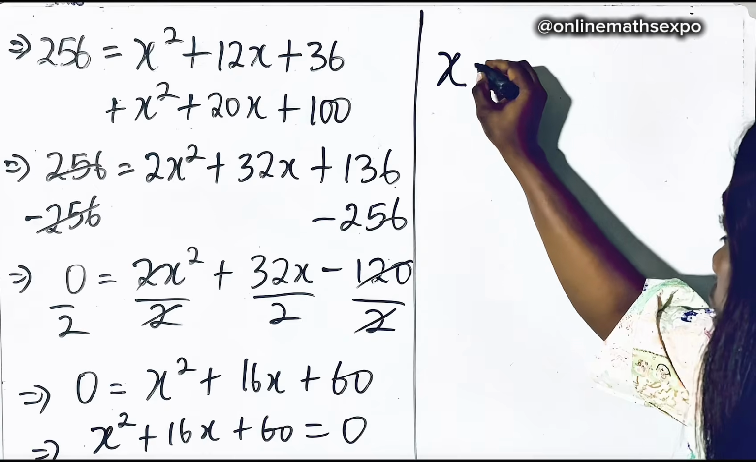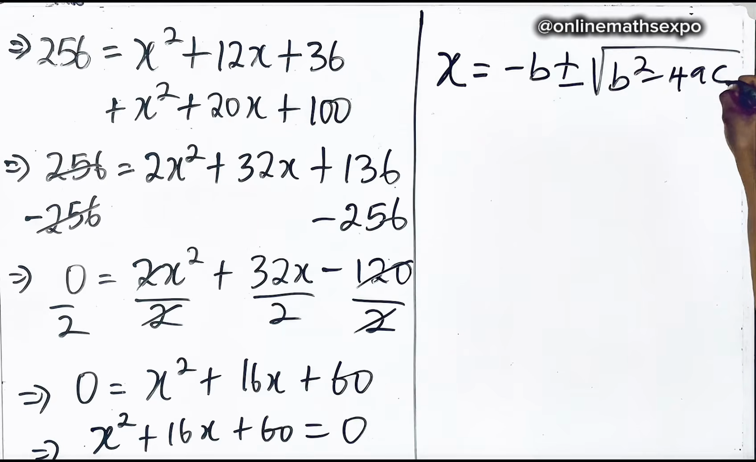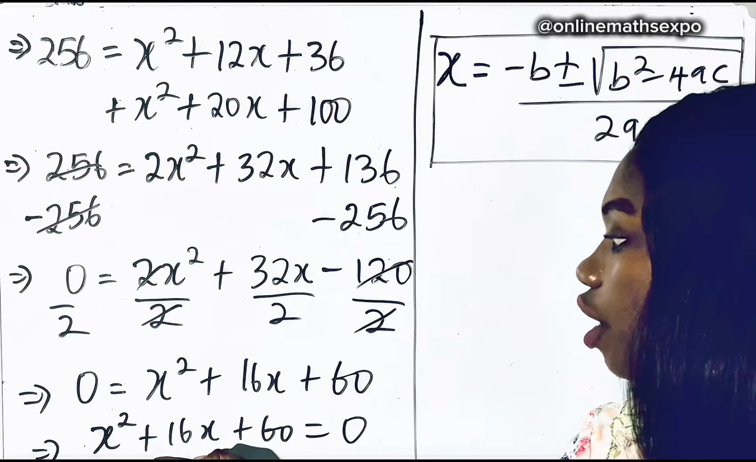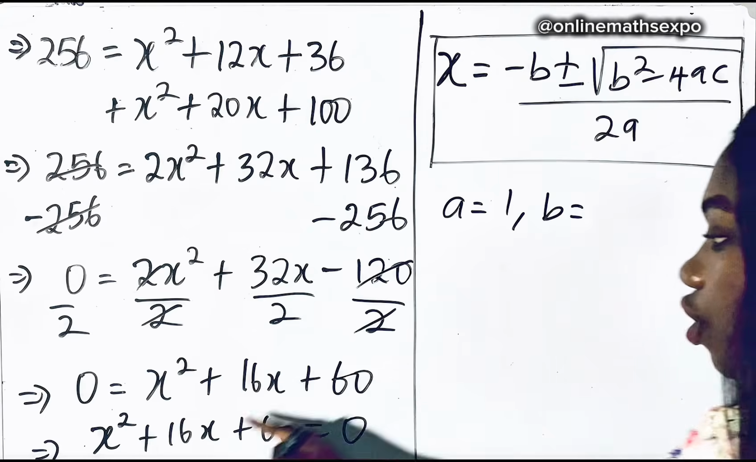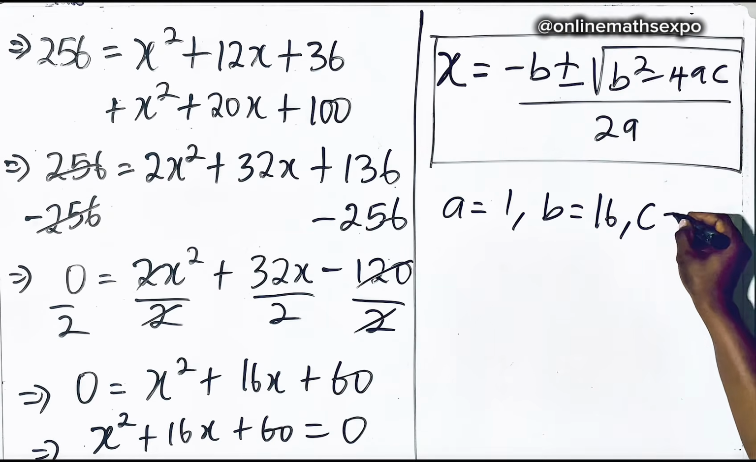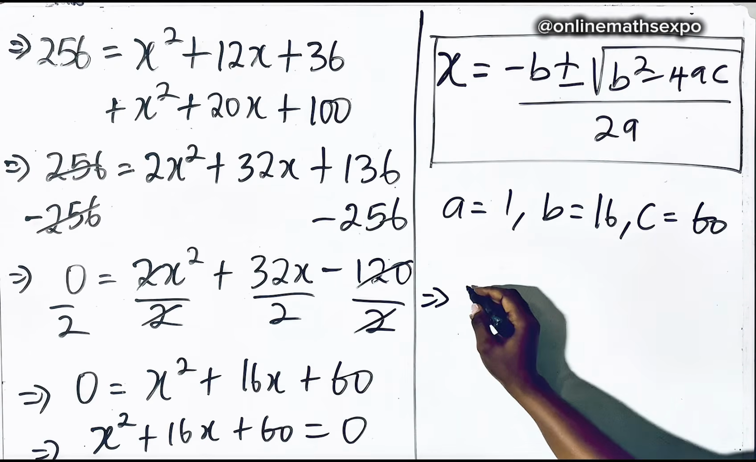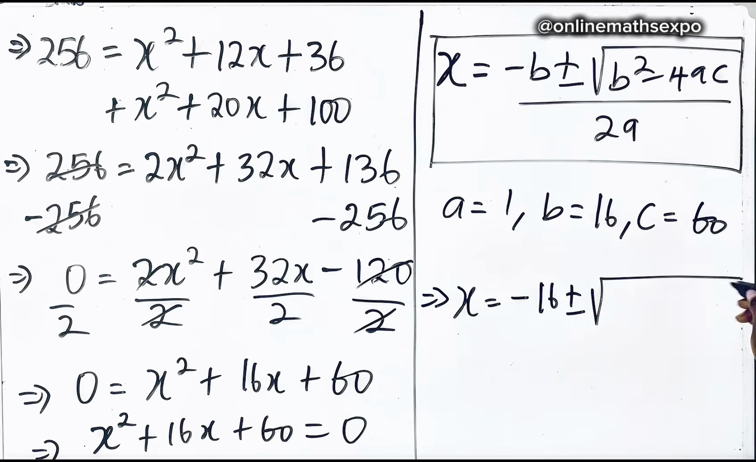Just remember that using the formula, x is equal to negative b plus or minus square root of b squared minus 4ac, divided by 2a. Applying this formula, remember that from here, your a is the coefficient of x squared, which is 1. Your b is the coefficient of x, which is positive 16. And your c is this constant, which is 60. Plug this in the formula. We are going to now have x is equal to negative 16 plus or minus square root of 16 squared minus 4 multiplied by a, which is 1, multiplied by c, which is 60.